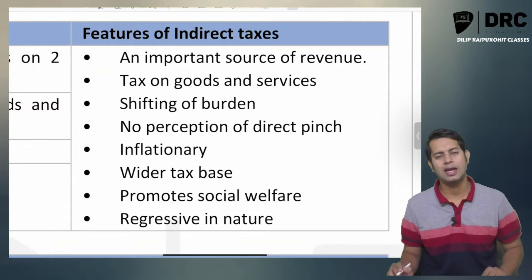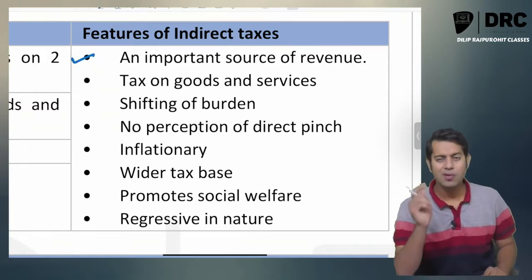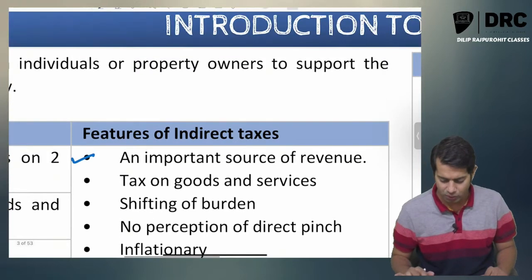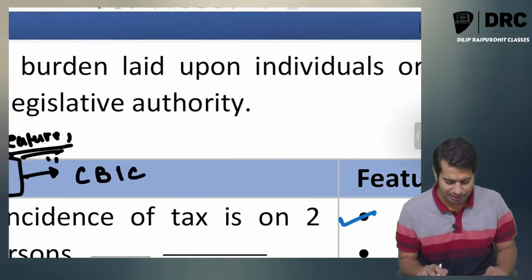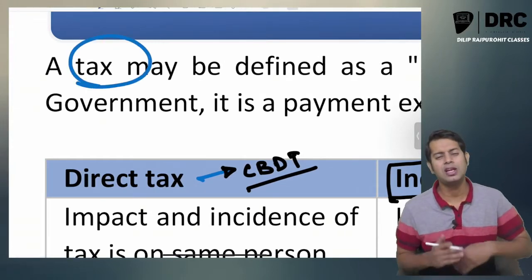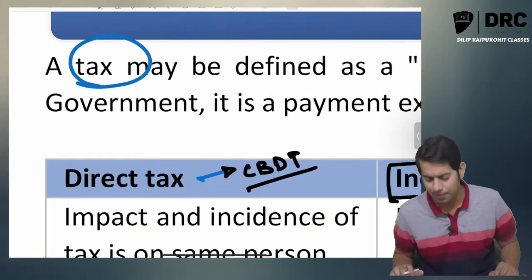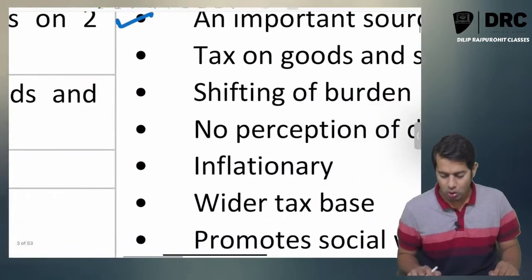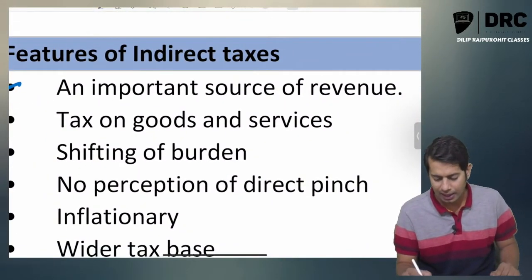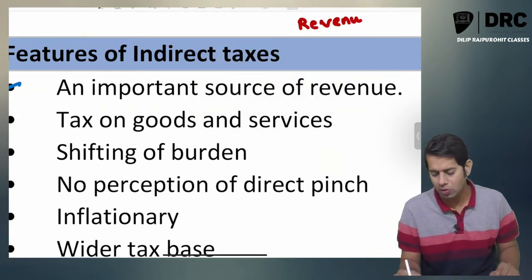The features of indirect taxes are, point number 1, they are one of the important sources of revenue to the government. See, as I told you, tax is the amount which you are paying to the government, so that various activities undertaken by them can be funded. So if it is an amount which you are paying to the government, that means it is a revenue to the government, correct?